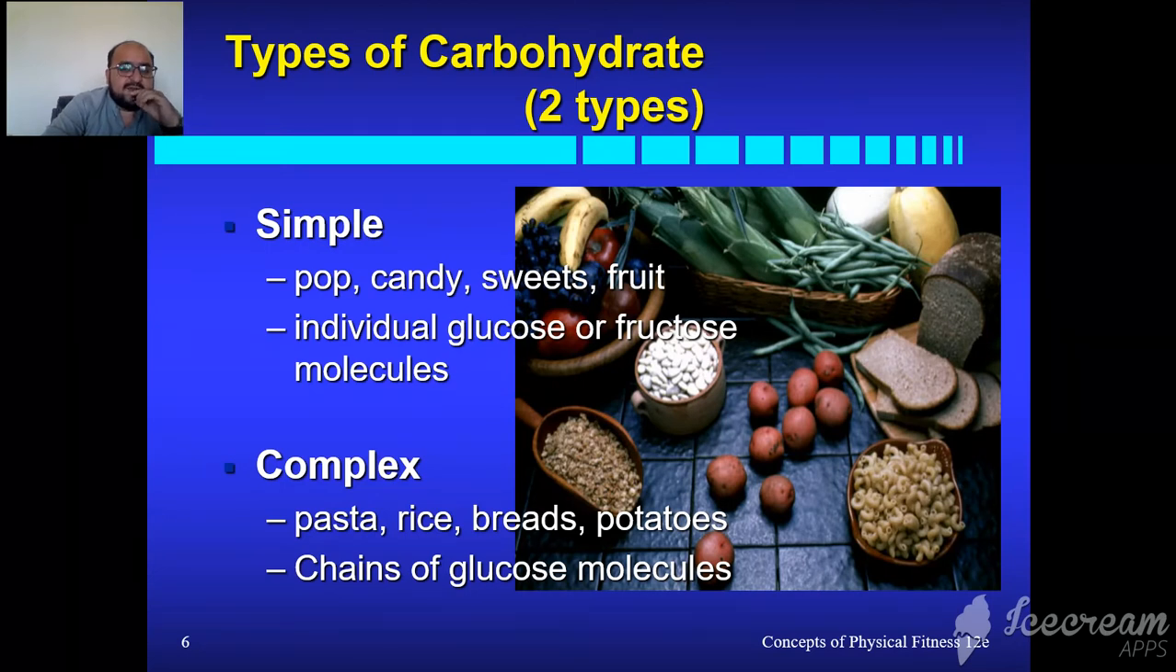Now come to the types of carbohydrates. There are 2 types of carbohydrate. One is simple and the second one is complex. In simple, pop, candy, sweets, fruits and individual glucose and fructose molecules are the classical examples of simple carbohydrates, while in complex, pasta, rice, breads, potatoes, chains of glucose molecules.